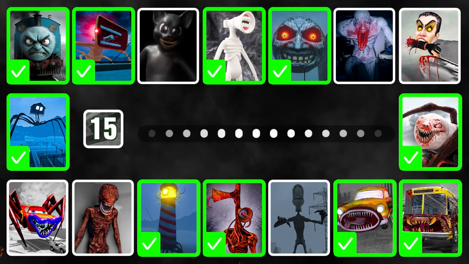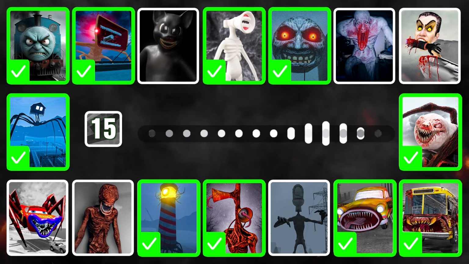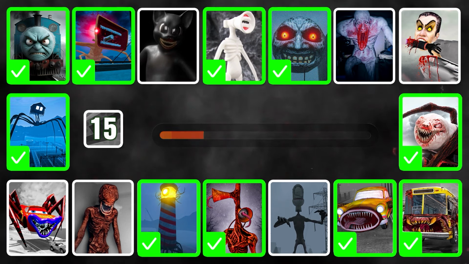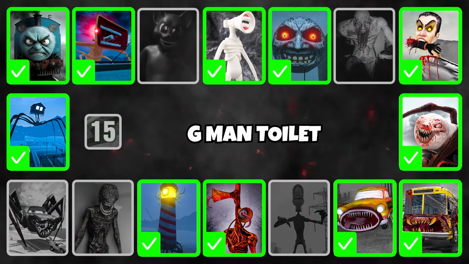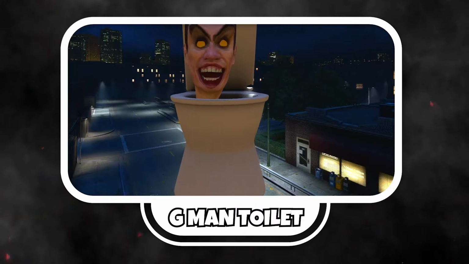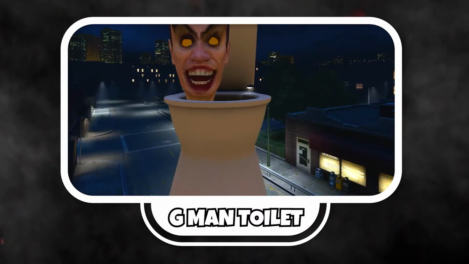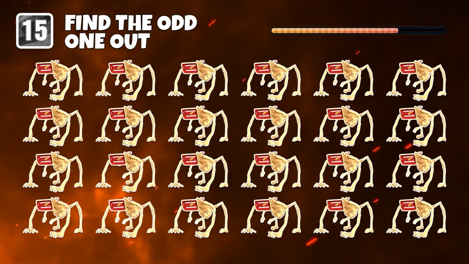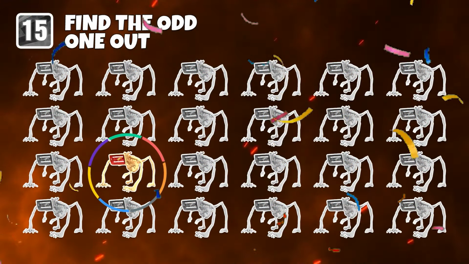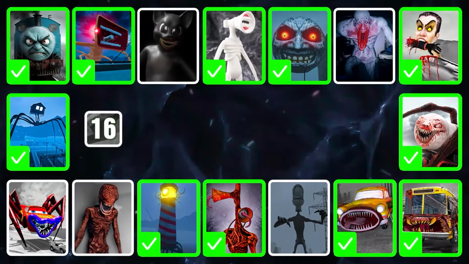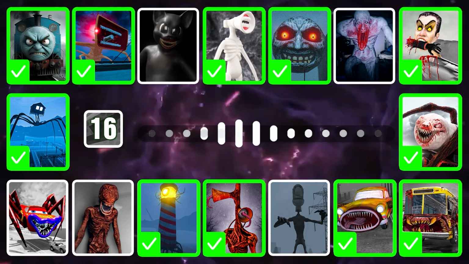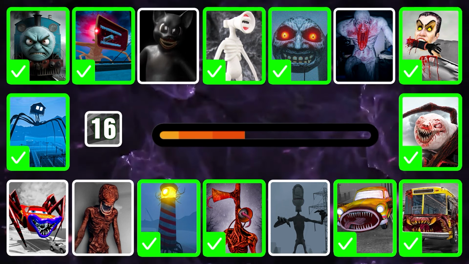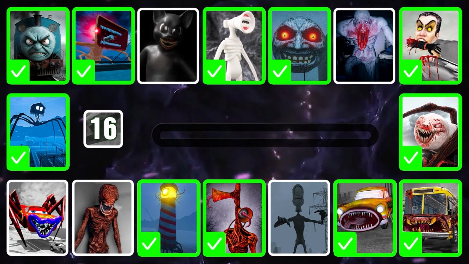Round 15. G-Man Toilet. Round 15. Have you found it yet? Round 16. Toilet Head.